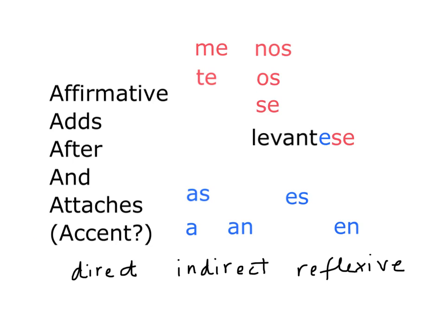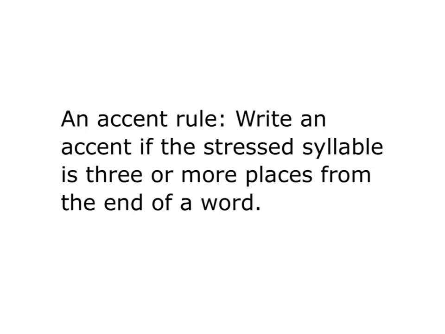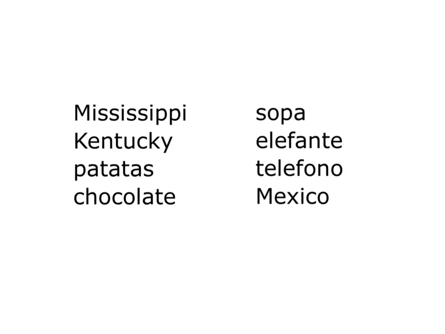Now what about the accent? Here's one of the rules of writing accents in Spanish. You write an accent on a word if the stressed syllable is three or more places from the end of a word. And very often when we are adding pronouns and attaching them at the end of affirmatives, we wind up moving our stressed syllable far enough away that we have to write an accent. Let's look at some examples. Let's start first by asking ourselves, where is that stress, the tonic stress, the one that sounds a little bit louder? Where does that fall in a word? We'll start with a couple of English words. So, Mississippi.